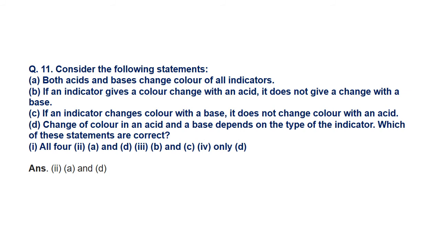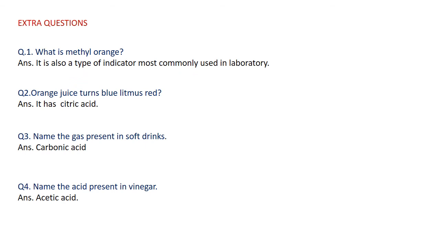Okay, let's move to some extra questions. First extra question: what is methyl orange? Methyl orange is also a type of indicator commonly used in the laboratory. Question number 2. Orange juice turns blue litmus red because it has citric acid.